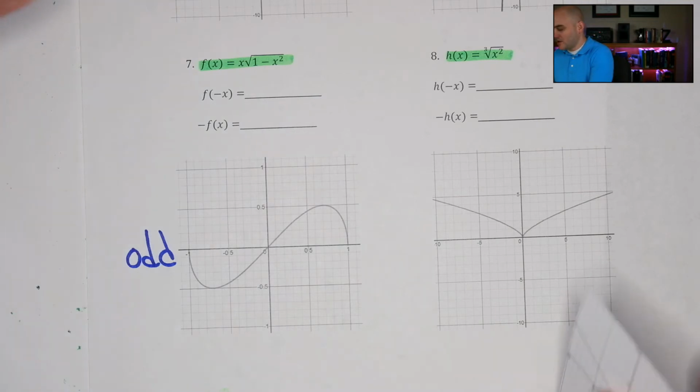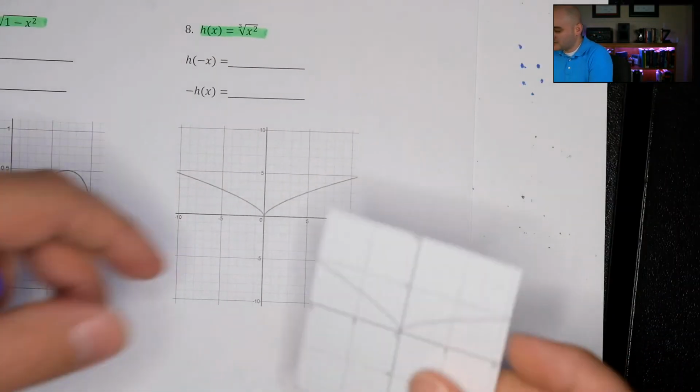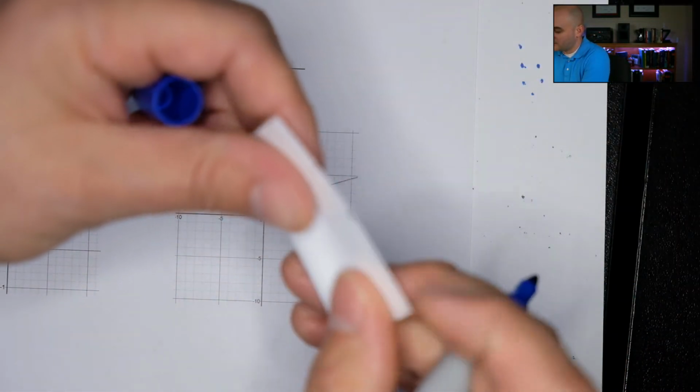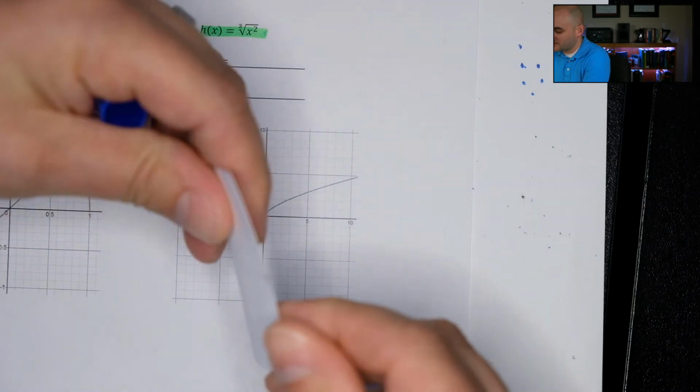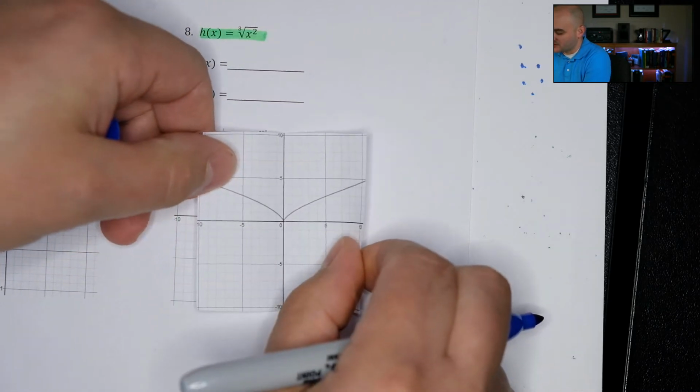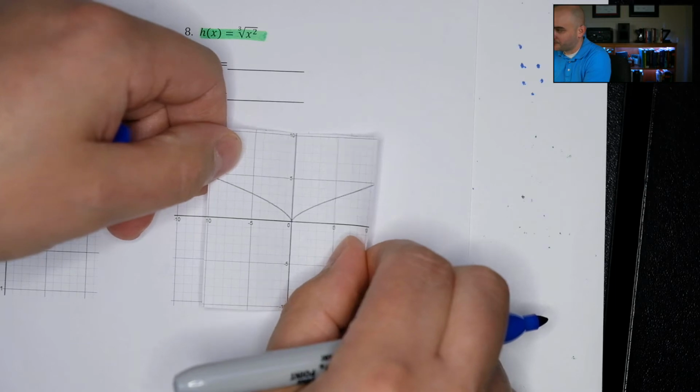And then number 8 looks to be even. If we fold it on the y-axis, looks like a bird, doesn't it? It matches up perfectly. So that's even.